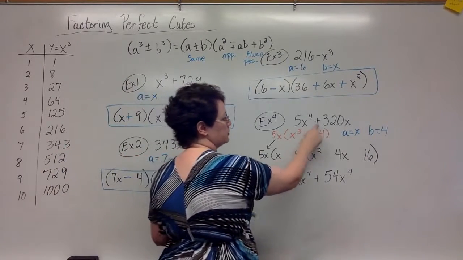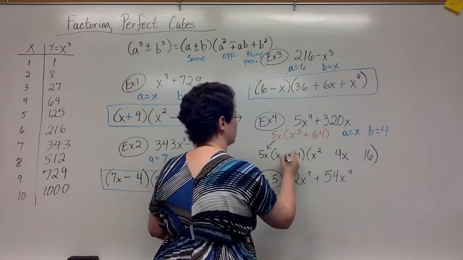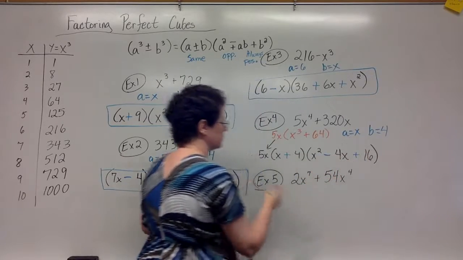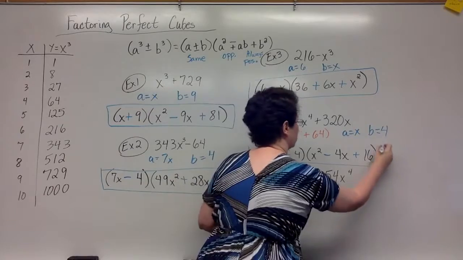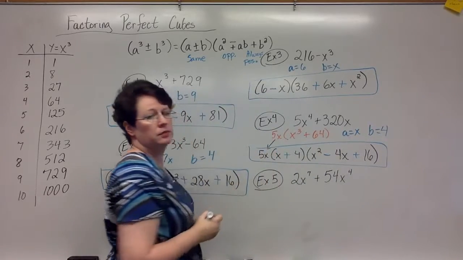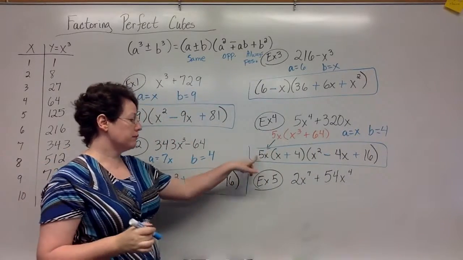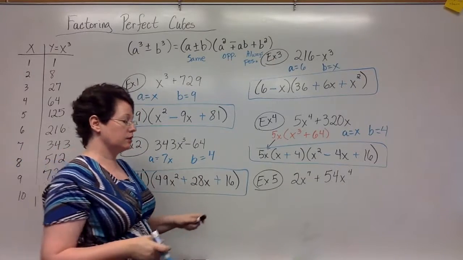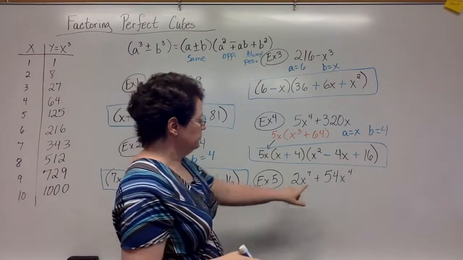Same sign, so it's a positive. Opposite sign, negative. Always positive, positive. This is my whole answer. All right? Remember to put that 5x out front. If you don't, you're going to get the problem wrong because it does count as one of the factors.